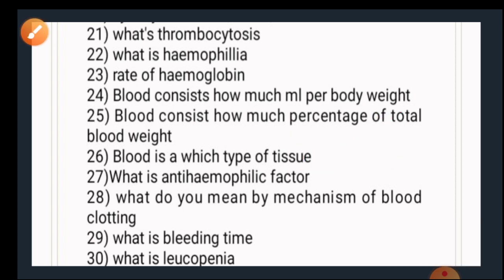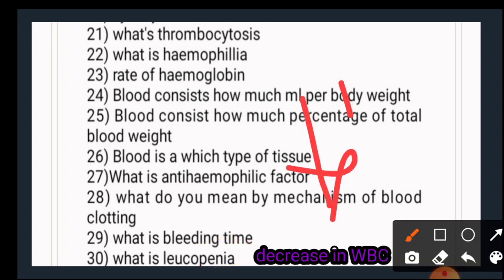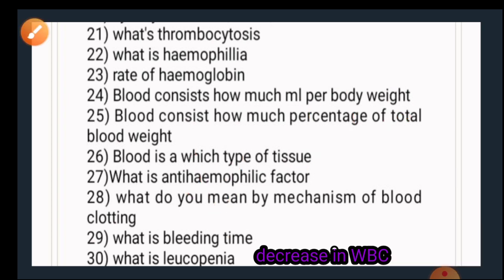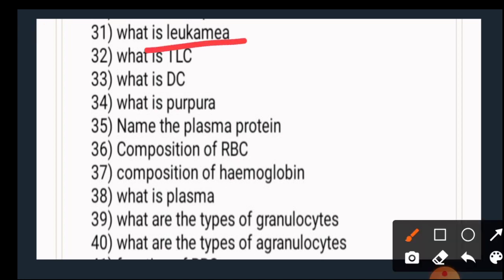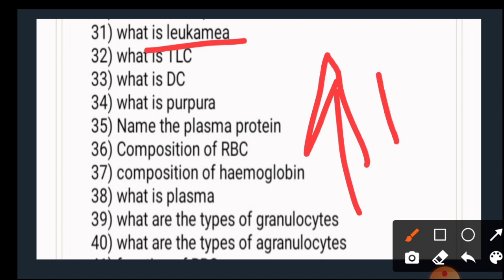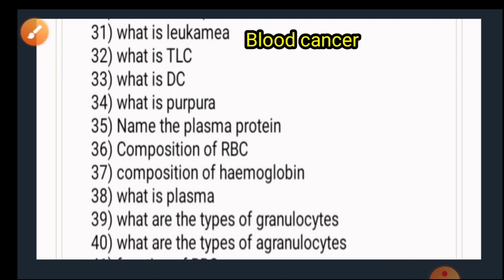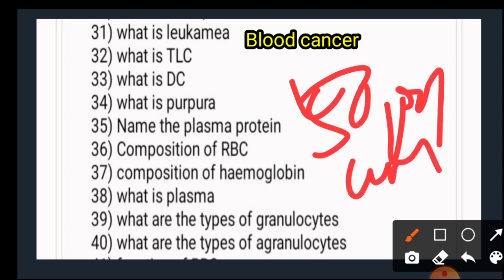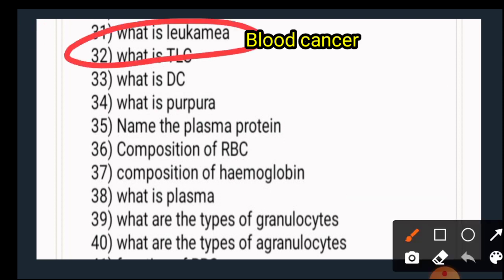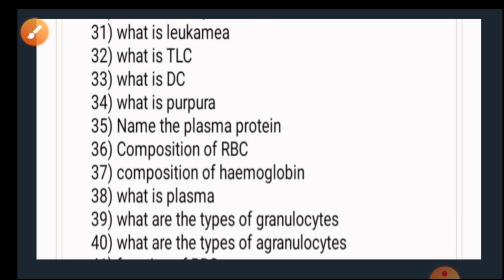What is leukopenia? As the suffix indicates, penia means decrease in number, and leuco is derived from leukocyte, so a decrease in number is called leukopenia. Next, what is leukemia? It is a cancerous condition with an excessive increase of leukocytes, more than 50,000 per cubic millimeter, and production of abnormal WBC or leukocytes, and that condition is called leukemia.